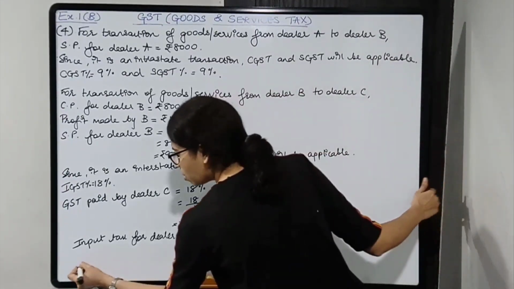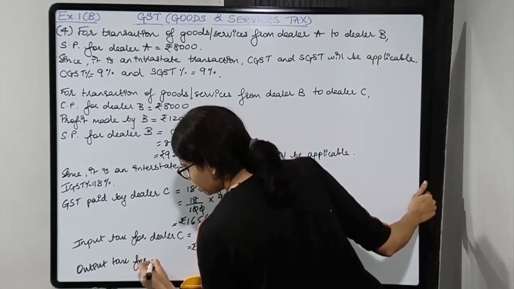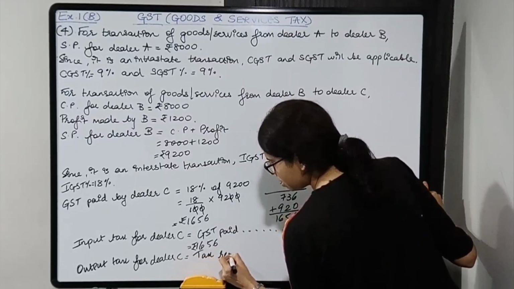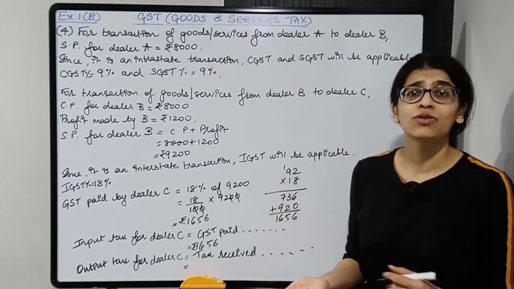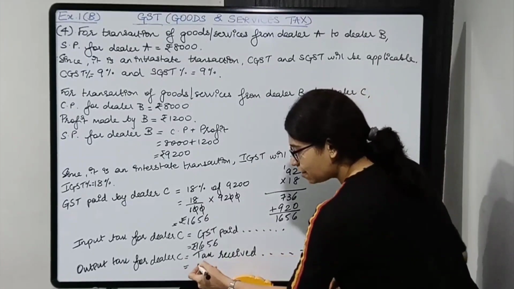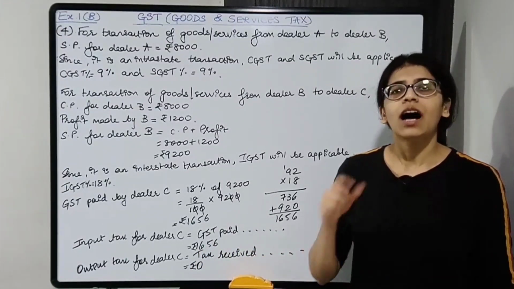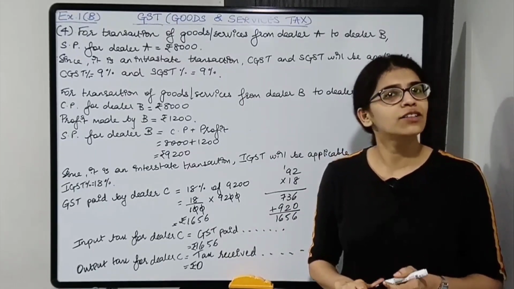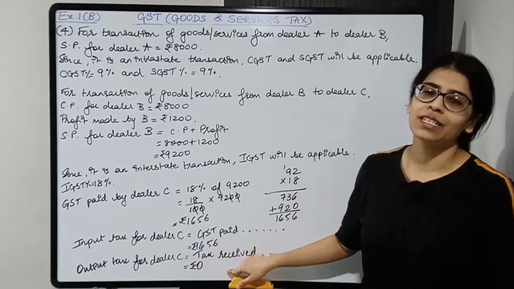So output tax for dealer C is the tax received by dealer C. Now dealer C is the end user, so he is not going to get any tax. Okay, so tax received will be 0 rupees. Okay, so write down a reason over here. The output tax for dealer C will be 0 because he is an end user. Okay, or he is not reselling the goods. So you have to give reason. ये लिख लो, फिर बाद में लास्ट में स्टेटमेंट लिख देना.